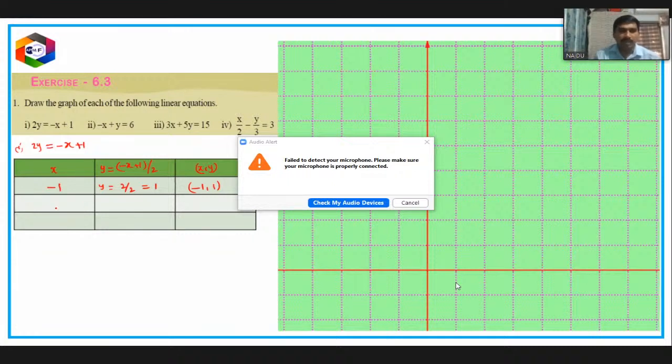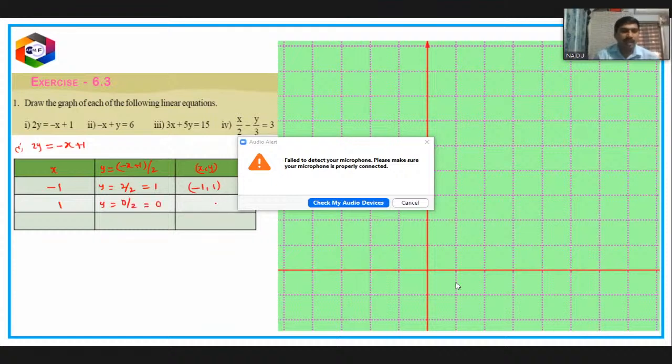Again, this time I'm going to take x as 1. Since it is divided by 2, if you take 0 you will get fractions, as I said yesterday itself. So it is better to avoid the fractions. So y is equal to minus 1 plus 1, which will be 0. 0 by 2 will be equal to 0. So the point will be 1 comma 0.